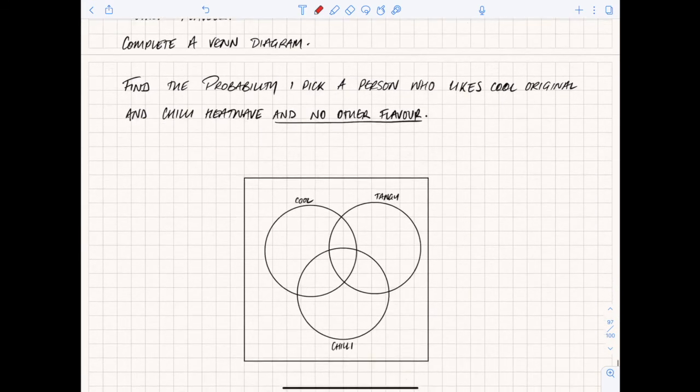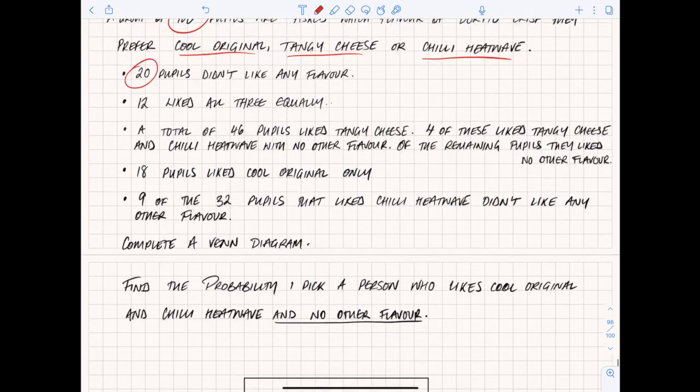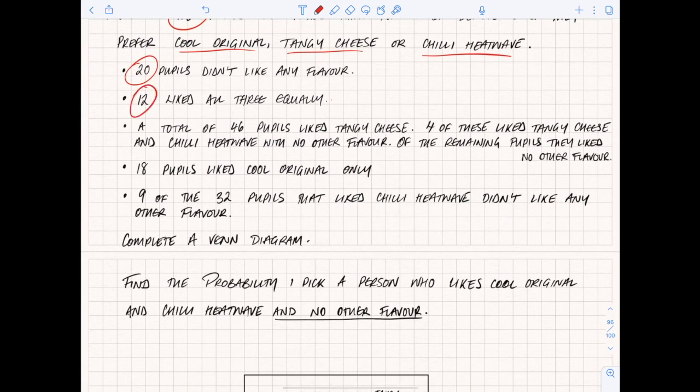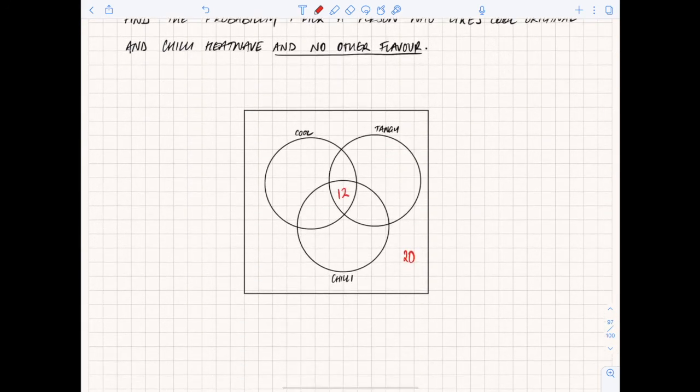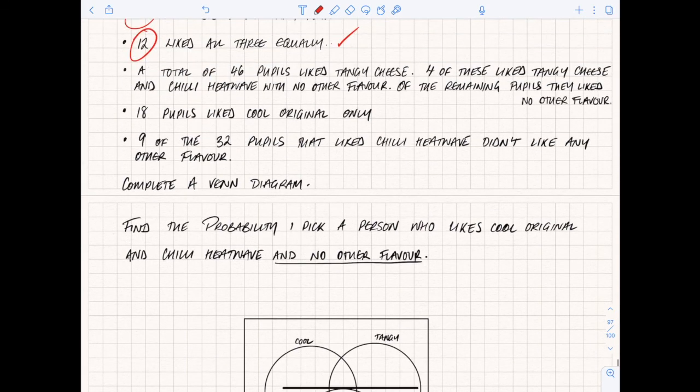That's really easy to put in straight away. 20 goes on the outside. It says 12 liked all three equally. Well, that means that that middle section will be 12. Okay, so those two values are quite easy to put in.